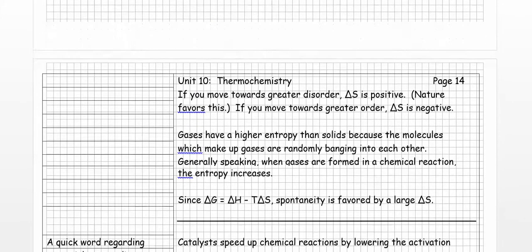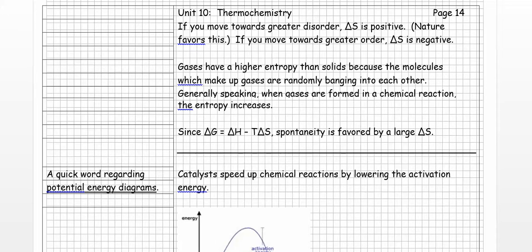All right, now, if you move towards greater disorder, delta S is positive, and nature again favors this. If you move toward greater order, delta S is negative. So gases have a higher entropy than solids because molecules which make up gases are randomly moving around and banging into each other. So generally speaking, when you make gases in chemical reactions, the entropy increases.